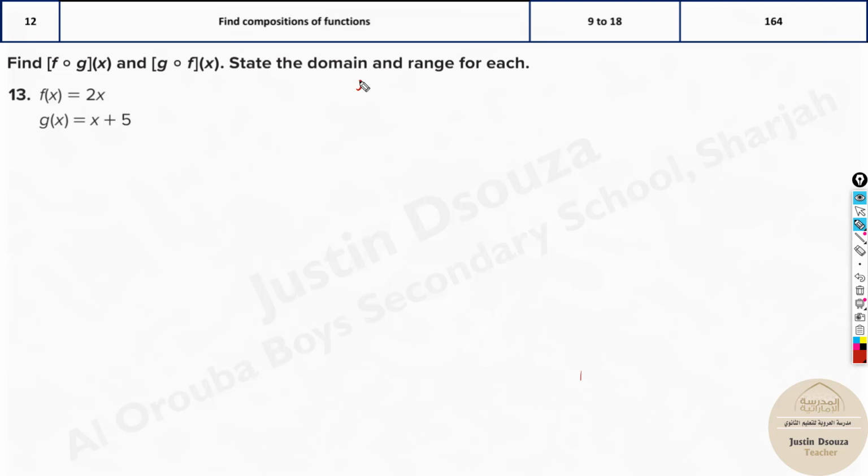This one over here is composition of functions. See, f composed of g means f of g of x. Generally we write big brackets like this. This is the meaning. This means it's f of g, or it is f of g of x. So all these are the same things. Okay, this is a circle, not an O. So that's how we do it.